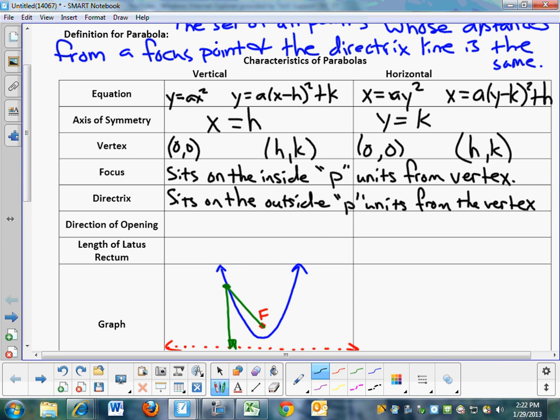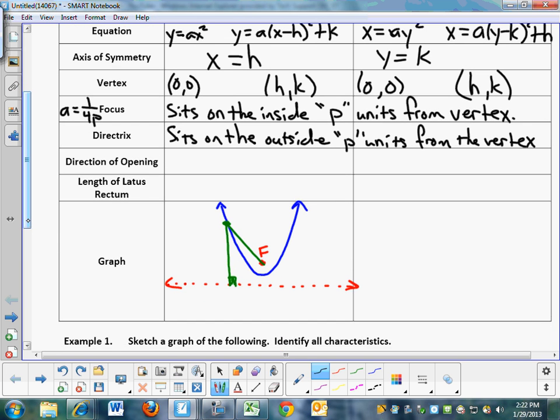So what is it you want me to tell you now? How to find p. a equals 1 over 4p. We use that. You take a, which is the lead coefficient, set it equal to 1 over 4p, cross multiply, and solve for p. We'll practice it all. We'll be really good at it.